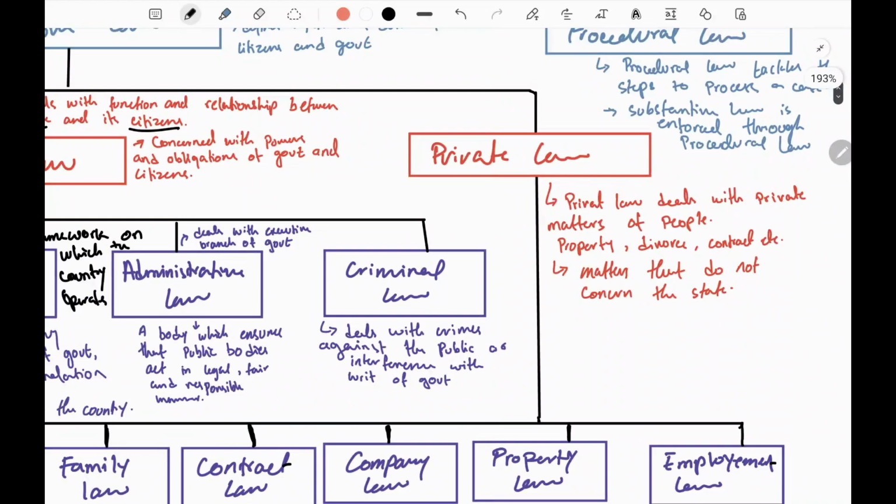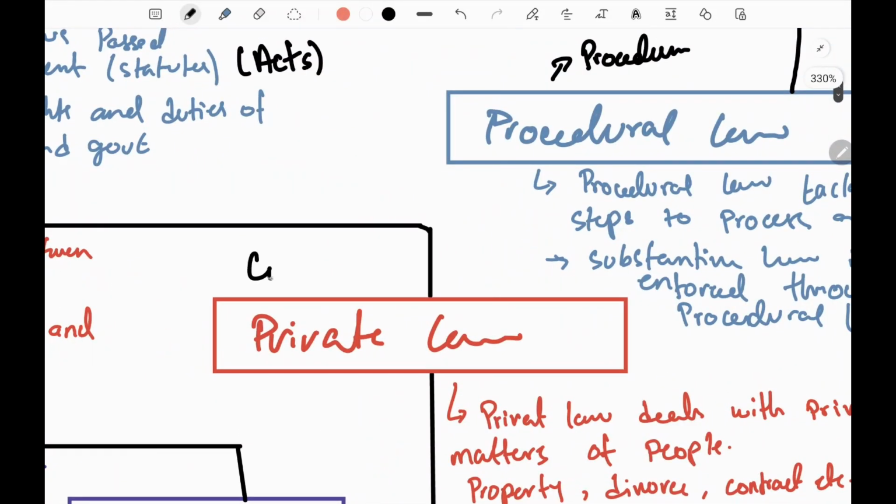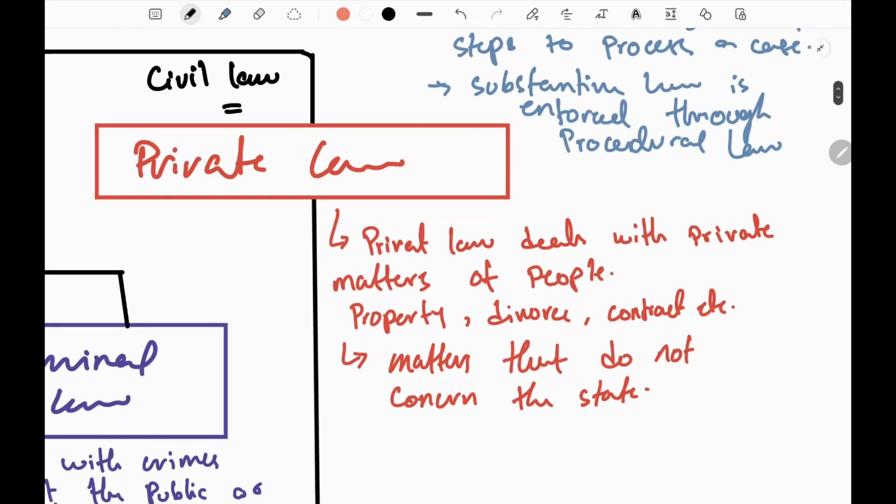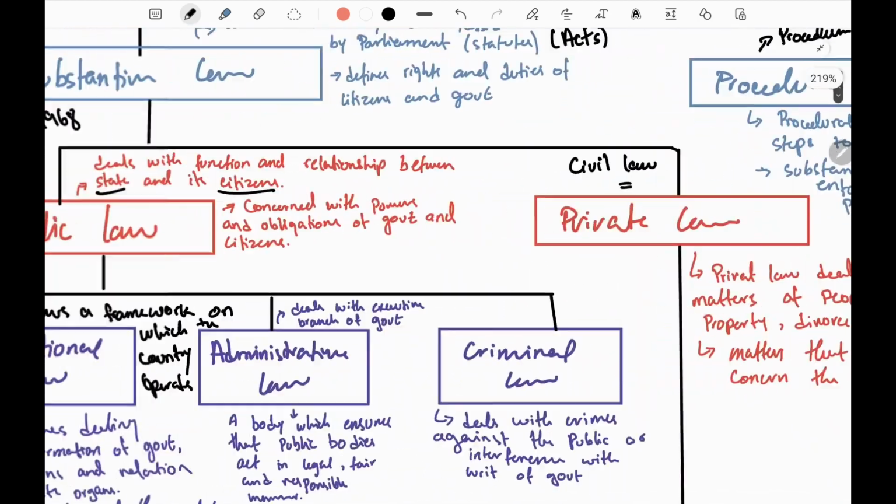Then we have private law. Private law is another word for civil law. Civil law equals private law. It's basically the same thing. So private law deals with private matters of people, such as property, divorce, contract, matters that do not concern the state. That is between two people, the matters between two individuals or two businesses, or between people and businesses, that have nothing to do with the public, the government.